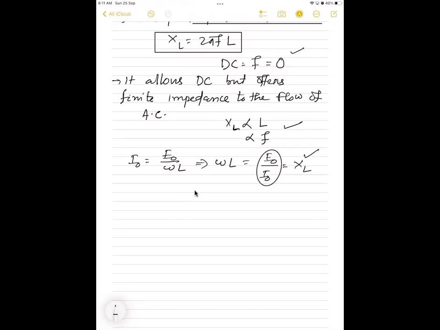Okay. And you know XL is equal to what we told? Omega L, right? That is 2 pi FL. Omega is equal to 2 pi F. That means XL depends on frequency.